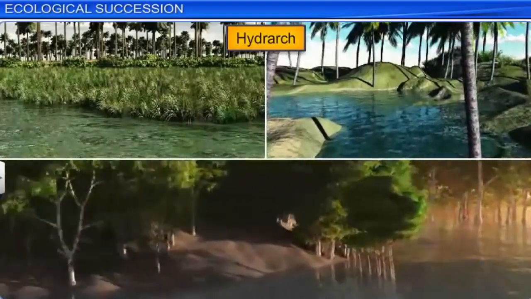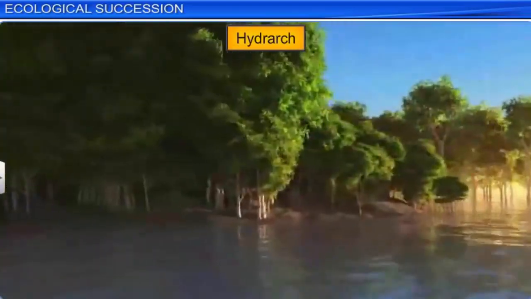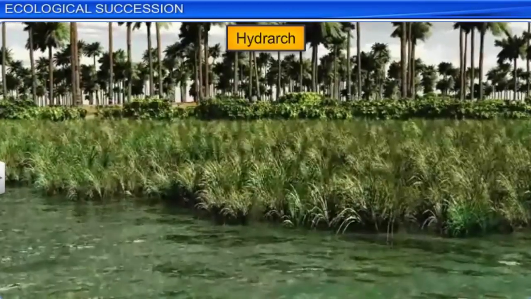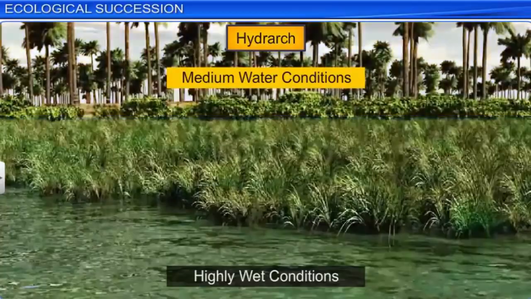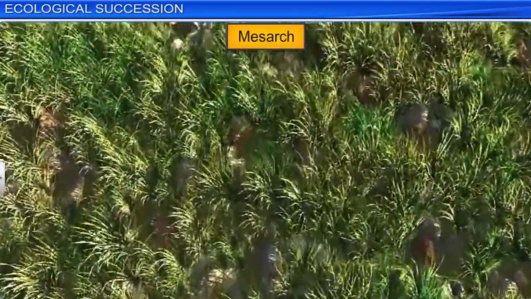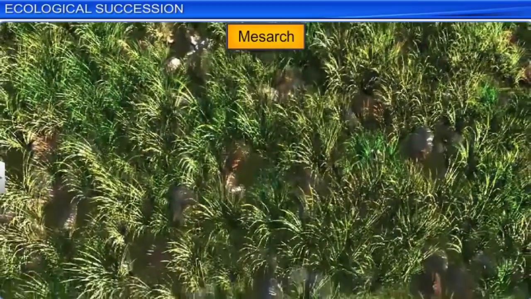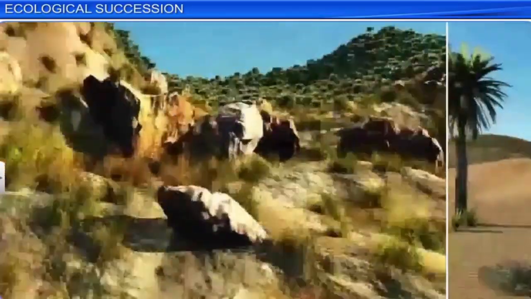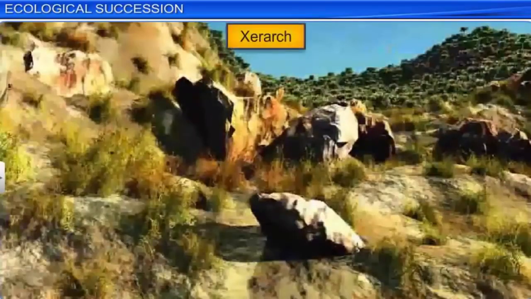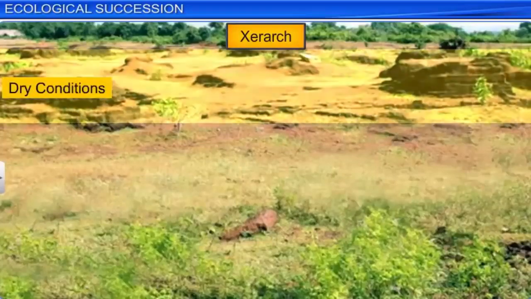When succession takes place in regions with plenty of water, such as swamps, ponds, or lakes, it is known as hydrarch. Here, the succession series progresses from hydric or highly wet conditions to mesic or medium water conditions. On the other hand, when succession takes place in regions with moist, well-aerated soil, it is known as mesarch. Finally, succession in regions with minimum moisture, such as rocks and deserts, is known as xerarch. Here, the succession series progresses from xeric or highly dry conditions to mesic conditions.